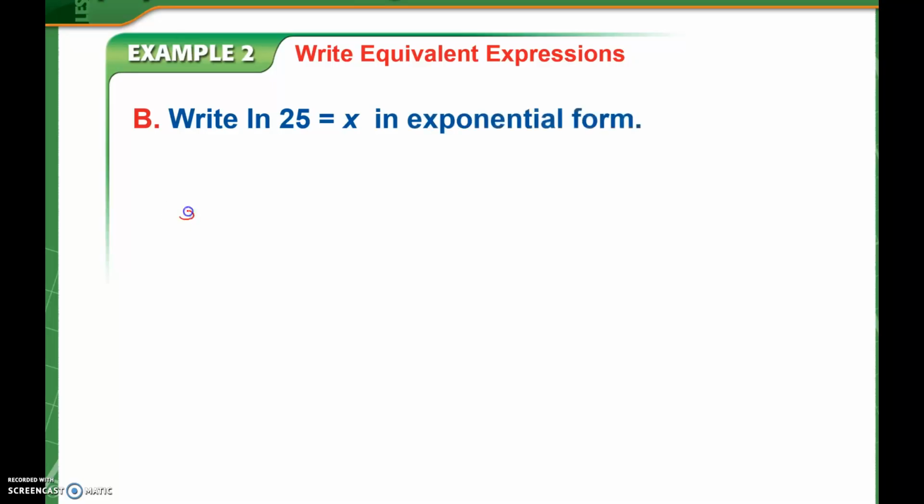So this would be e. You start at your base e to the x equals 25. So that's how we change back and forth.